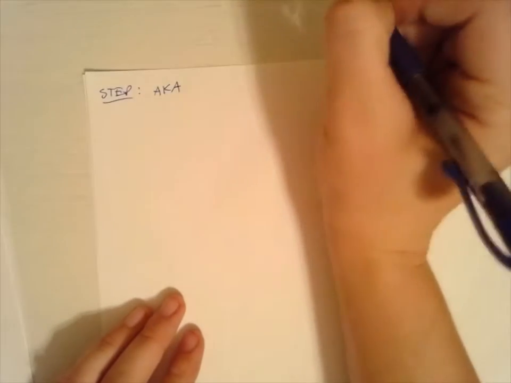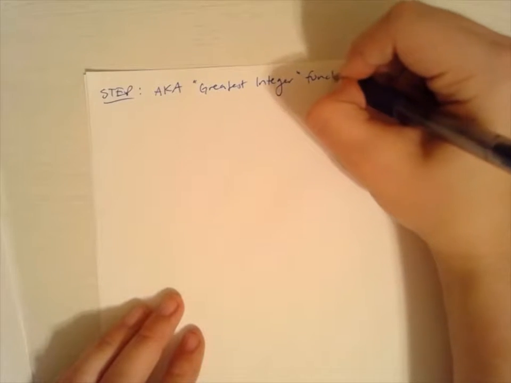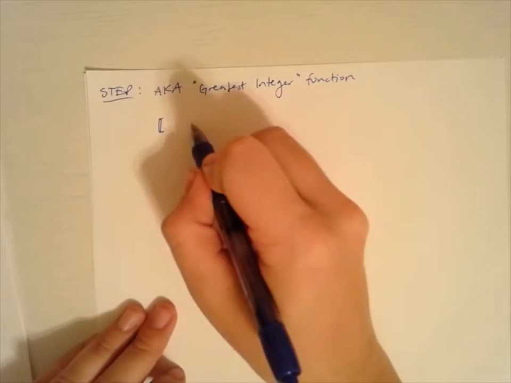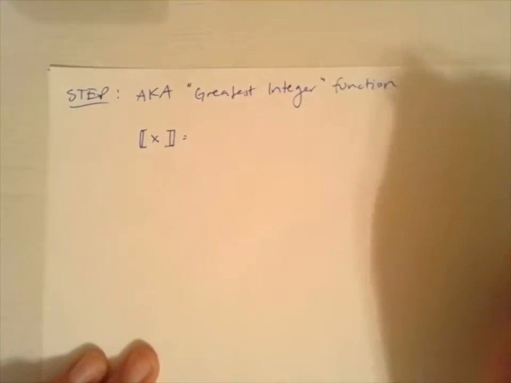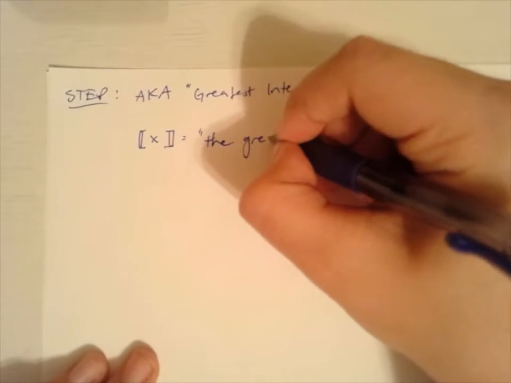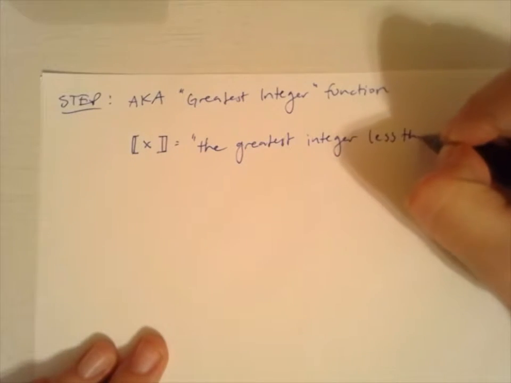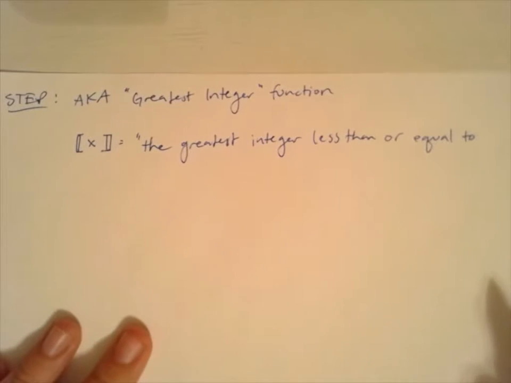Let's talk about step functions. And next to step, write the acronym AKA, greatest integer function. And what the greatest integer function says is that, looks like this, it has a little double bracket thing going on. Let me make that a little bit closer so you guys can see it a little bit better. There we go. It's got a little double bracket going on either side of x, this little funky thing. And in words, what this means is the greatest integer less than or equal to x.